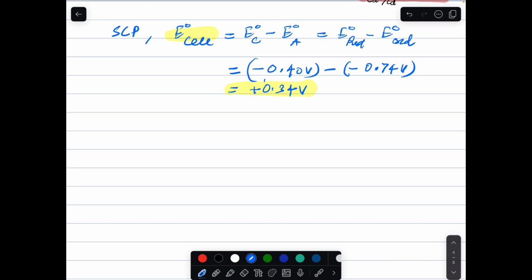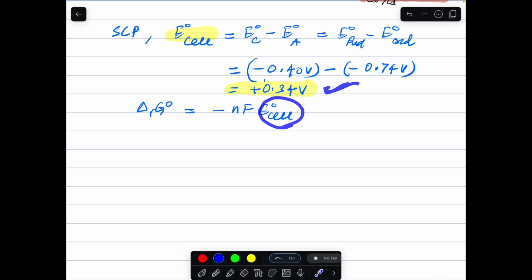Okay, so your standard Gibbs free energy, that is delta r G naught, is given by the formula minus n F E naught cell. Okay, and what are the values here? n is the number of electrons involved in the balanced equation or the balanced redox reaction. F is Faraday's constant, and E naught cell we have already calculated here.